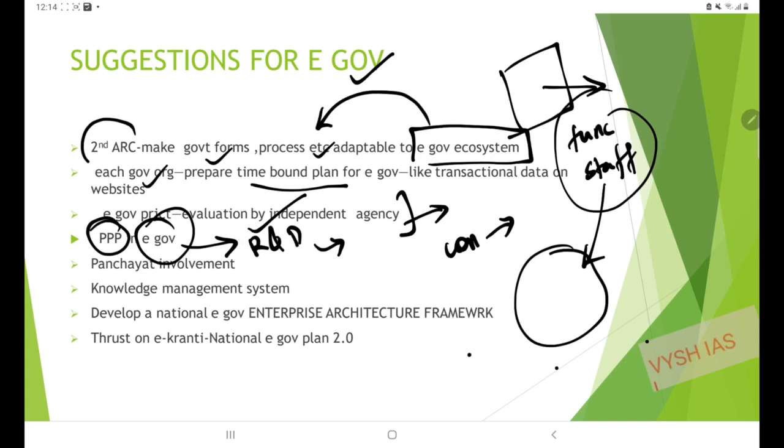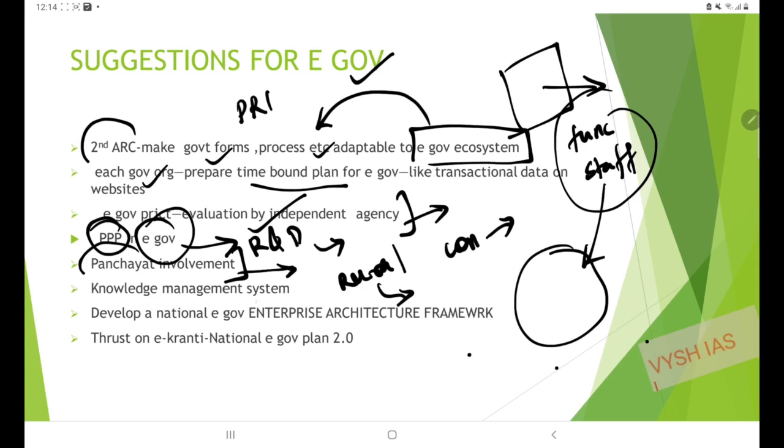Then another thing is panchayat involvement. As I have said, the rural population is more in India. So if we have to give them an e-governance service, then firstly they have to get integrated. So for that, panchayat or PRIs are an important part.